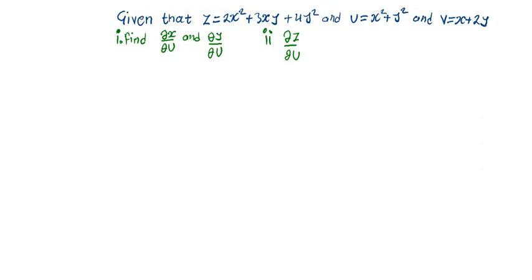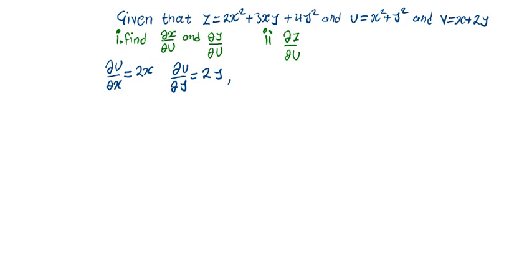So for the first part, the best thing to do is to first of all find my partial of u with respect to x, which is more like the opposite of that, if I would call it like that. So if I partially differentiate that one with respect to x, I'm just going to get 2x because I'm treating y as a constant. Then my partial of u with respect to y is going to be equal to 2y.